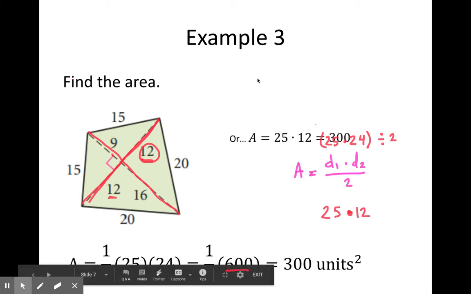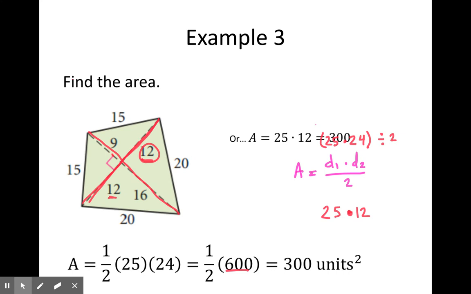Okay. So, yeah, and I showed the shortcut right there. So that is it for this intro to triangles, trapezoids, and kites.